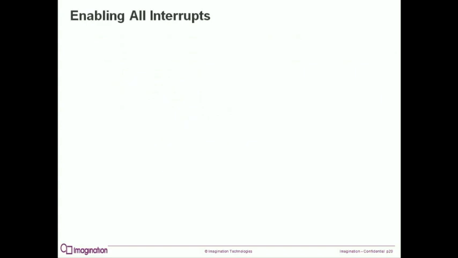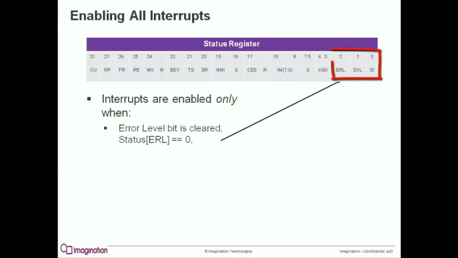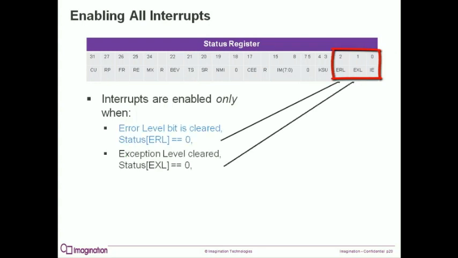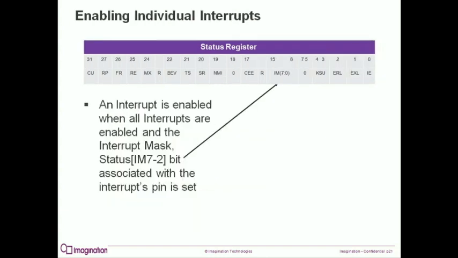The boot code and interrupt handling code will need to enable interrupts. To do so, the code needs to make sure the following bits are set correctly. The error level bit is cleared. The exception level bit is cleared. The interrupt enable bit is set. And the debug mode bit is cleared in the CP0 debug register. Next, the code must enable individual interrupt vectors by setting the corresponding bit in the interrupt mask field of the CP0 status register.